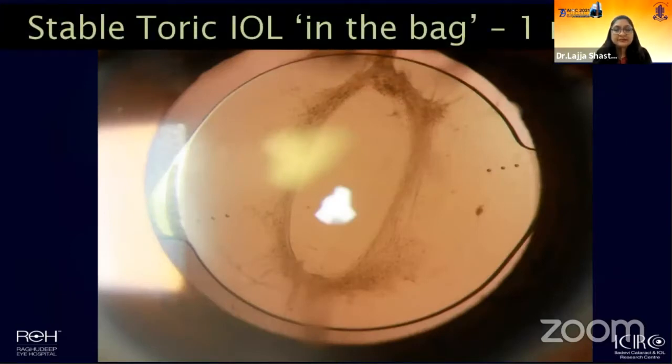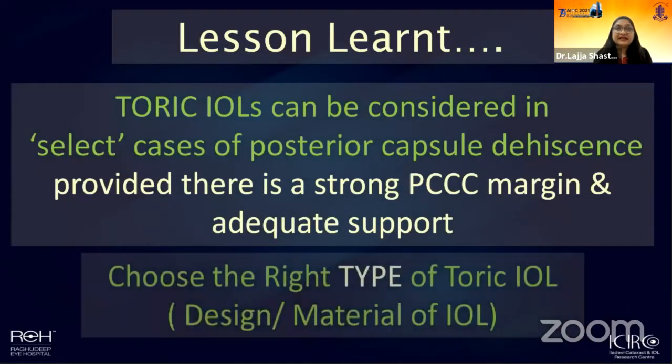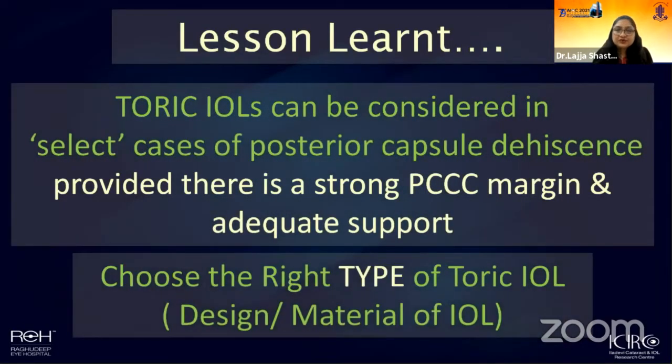Following this surgery, as you can see here, a very stable toric lens in the bag on its intended axis. And the very important lesson learned from this very challenging scenario was that in select situations where there is a PCR, but if we can convert this into a strong continuous PCCC margin, and if the rest of the capsular bag support is adequate, we can consider a toric lens implantation. But we must always make sure that we are paying a lot of attention to the surgical aspect of these kind of eyes in terms of using closed chamber technique, appropriate aspiration parameters, using the right viscoelastic devices.